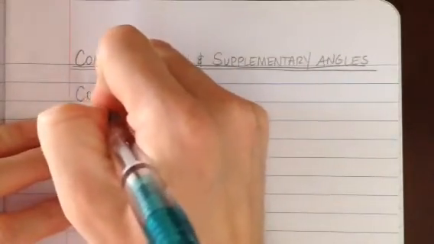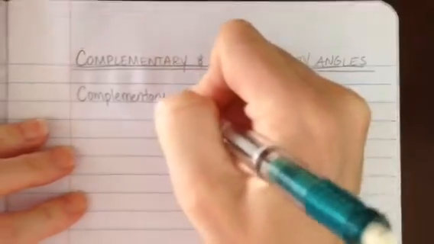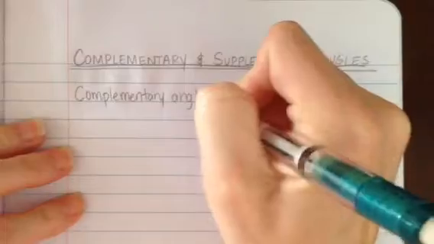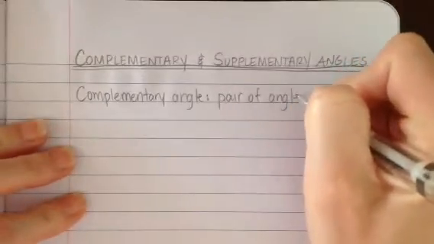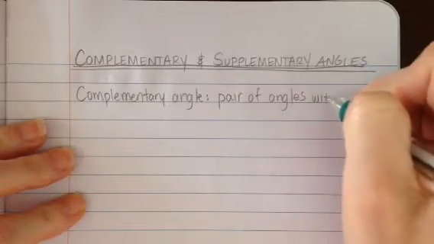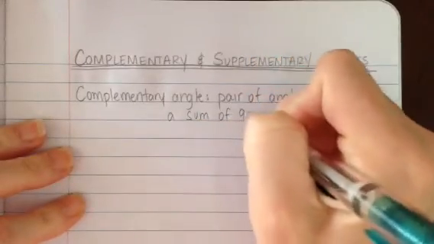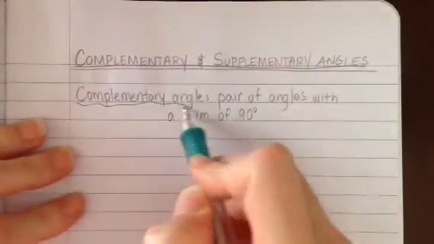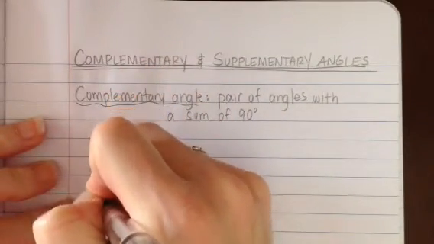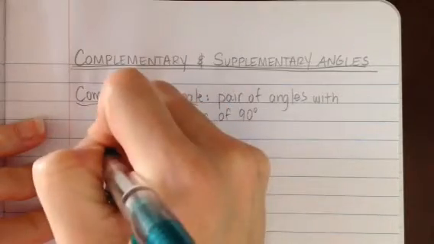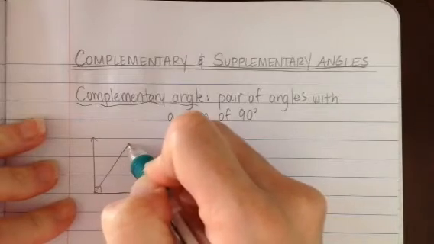So complementary angles are a pair of angles with a sum of 90 degrees. All right, so basically if you have two angles, let's just say you have this right angle. Yeah, sure, that's a right angle. And it is split in two. We split it in two like that.